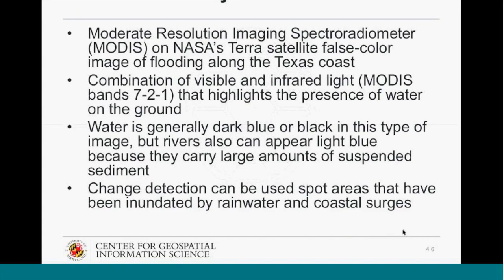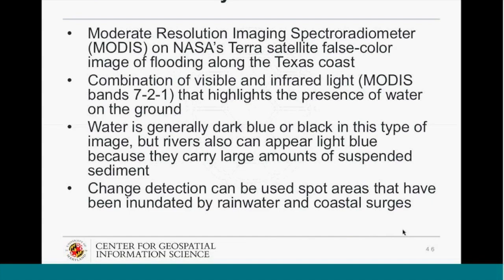If you were to download your raw MODIS data, which I believe you can from that website, and load it up into QGIS, ArcGIS, ENVI, Imagine, whatever software you wanted, that's how you could really highlight the presence of water on the ground, through that particular band combination. By using this data in this way, your water generally is dark blue or black, but your rivers can appear light blue because they've got large amounts of sediment in there, which has a different reflectance value than regular non-sedimented water does.